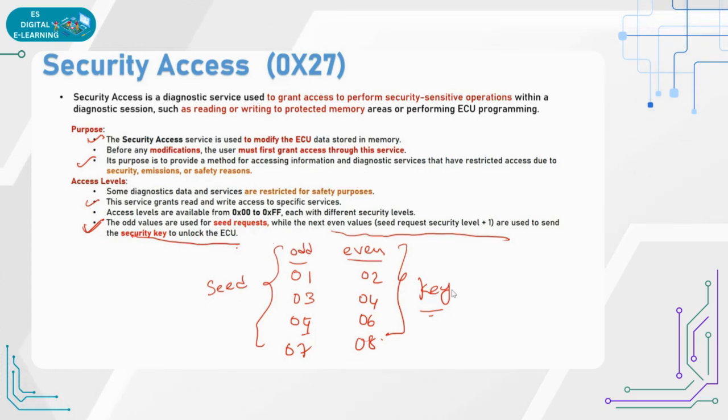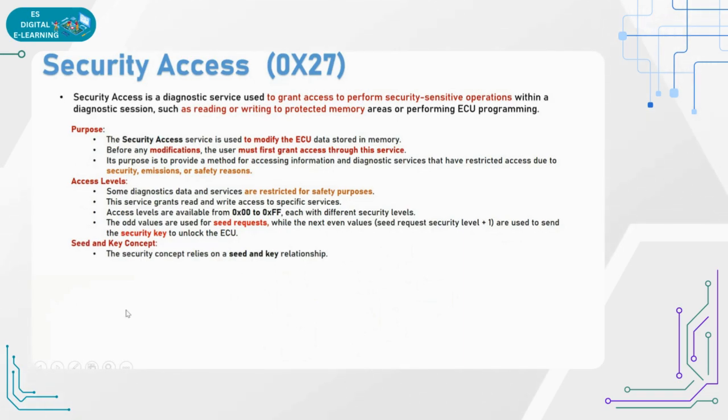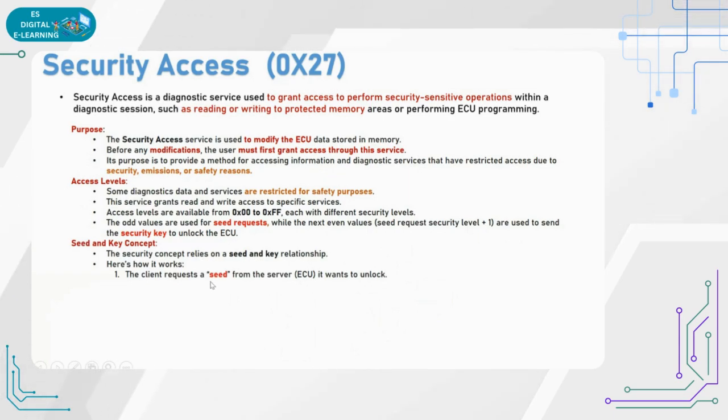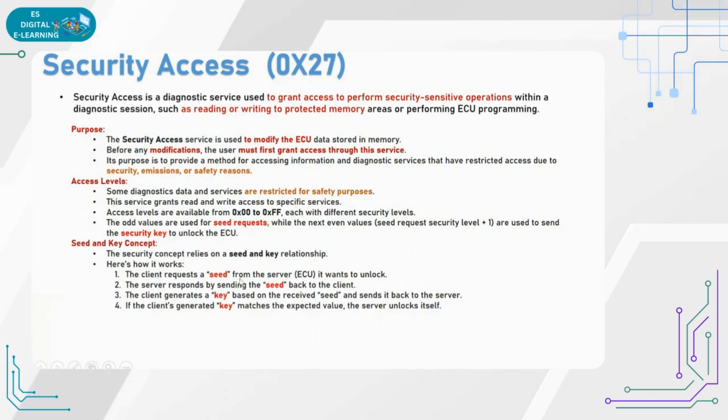Security access, you can write down security access. Odd values are used for seed requests, while the next even values are used for the security key to unlock the ECU. It follows the seed and key concept. How it works: first the seed will be sent from the client to the ECU, the seed will get some values, then based upon those values it will be modified into the key, and this key will be sent again.